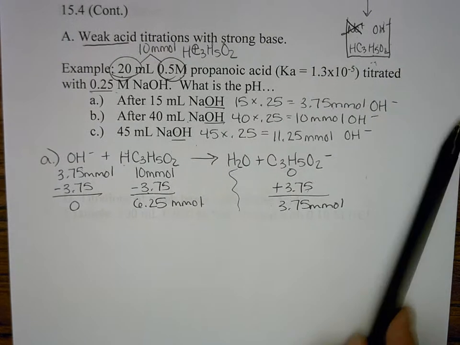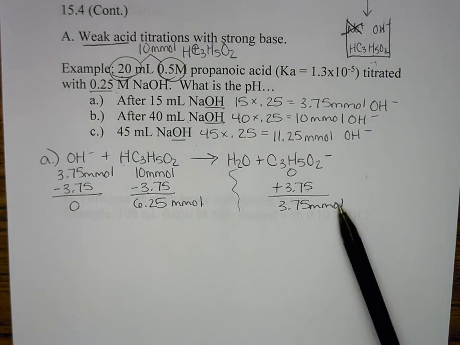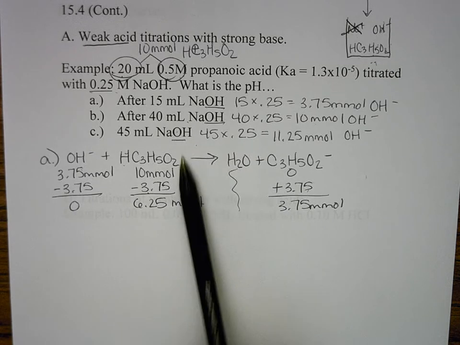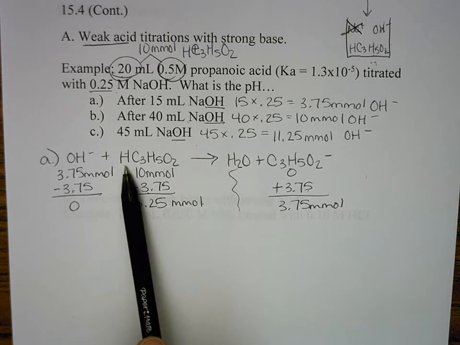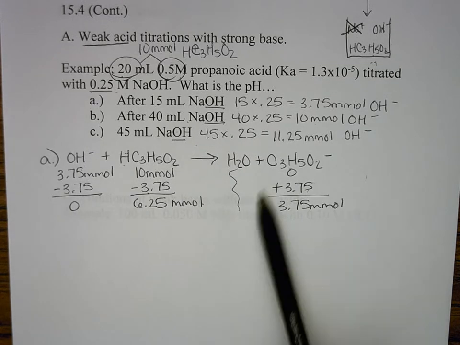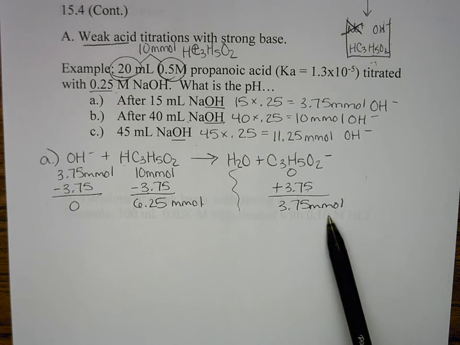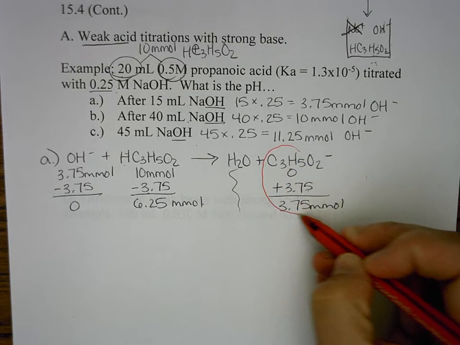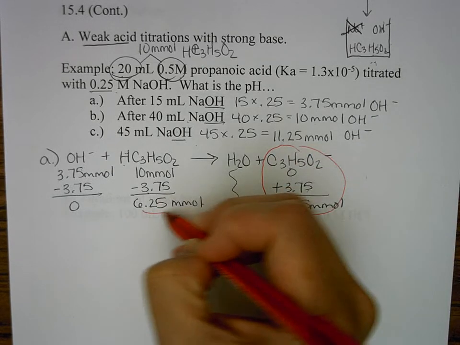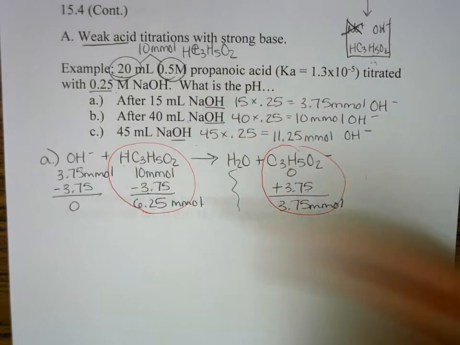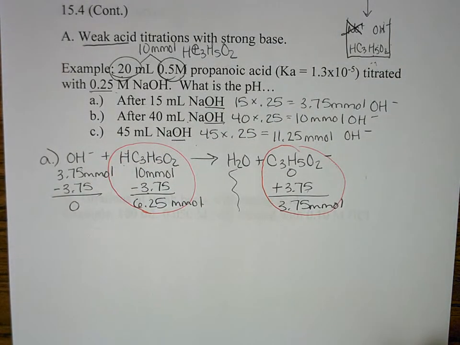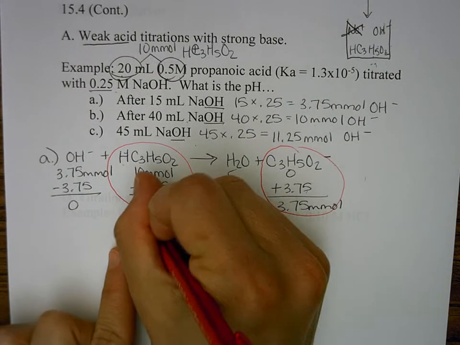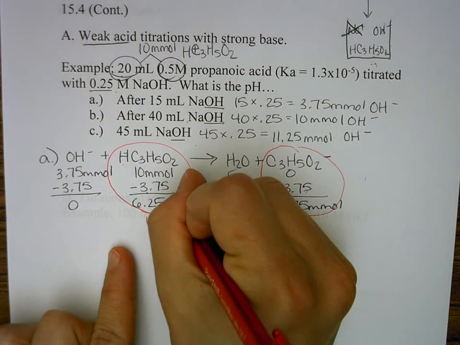Once you do that whole table and you figure out what you have left after the reaction is complete, all the hydroxide has been used up. You're left with 6.25 millimoles of propanoic acid, and then you also have 3.75 millimoles of the propanoate ion. I'm just going to circle what I have left because it's going to help me figure out how to calculate the pH. What you should notice about what you have left is you have propanoic acid left. That's a weak acid.